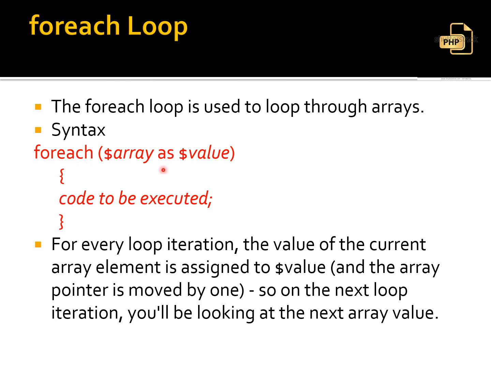foreach $array as $value, then the block contains the code to be executed. For every loop iteration, the value of the current array element is assigned to $value, and the array pointer is moved by 1. So on the next loop iteration, you will be looking at the next array value. That is the basic idea. Initially, the $array's first value is assigned to $value. And in the second iteration, it will move to the second array value, likewise.